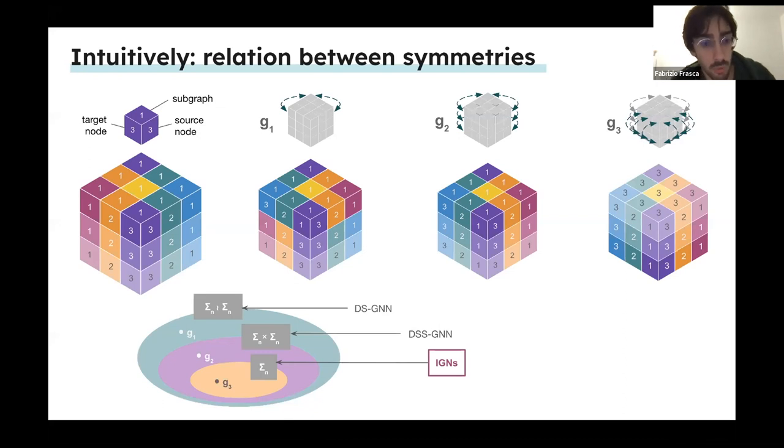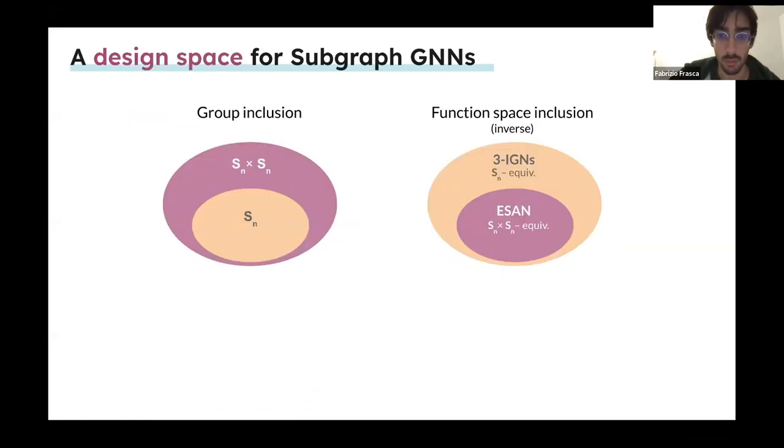So if we are able to explore this region in between DSS GNN and IGN, perhaps we can come up with an architecture which is slightly or significantly more expressive than other node-based subgraph GNNs, even though we know that it will always be simulated by an IGN. So let's recap. This is the idea, right? So we have a group inclusion which looks like this.